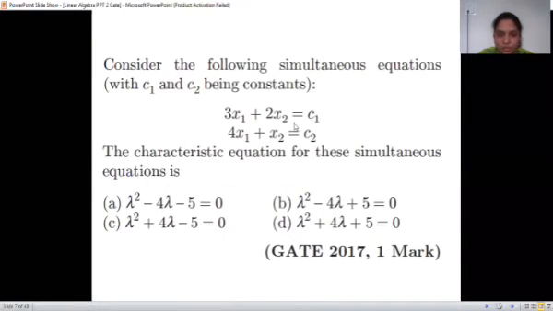As these are two equations, we'll write in the matrix form. Okay, we'll write that. And then characteristic equation is nothing but mod A minus lambda I is equal to 0, or determinant A minus lambda I equal to 0, right? Or we have one more formula, that is lambda square minus trace of matrix into lambda plus determinant of A. Okay, use the formula, you will get the answer, that is determinant of A minus lambda I.